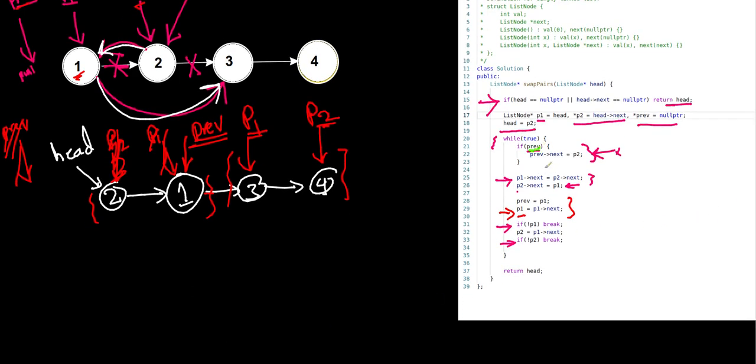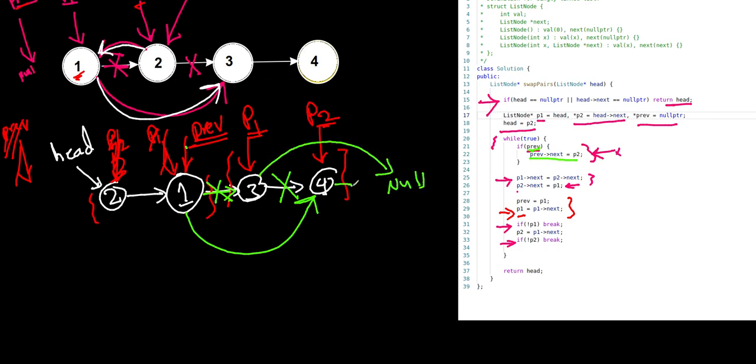If previous, yes, previous of next equal P2. So this is previous of next. We remove it and we make it point to P2. P1 of next equal P2 of next. P1 of next is this node. We remove it and we make it point to P2 of next, which is null, since this node is pointing to null.